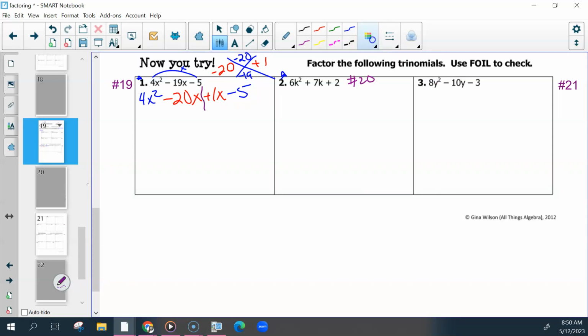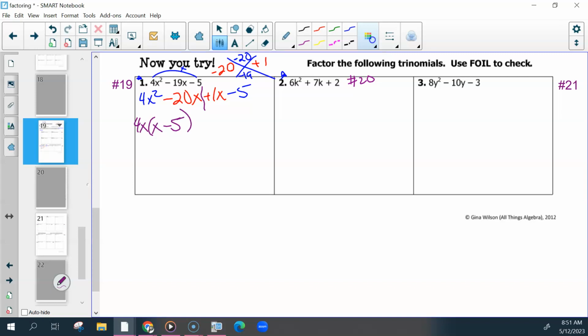And then you're looking for, what do these first two have in common? What could we divide out of both of those? 4. What else do they have in common? X. So if we're dividing both of these by 4x, what would be left? Write this down. Minus 5. And then do the same thing on this side.